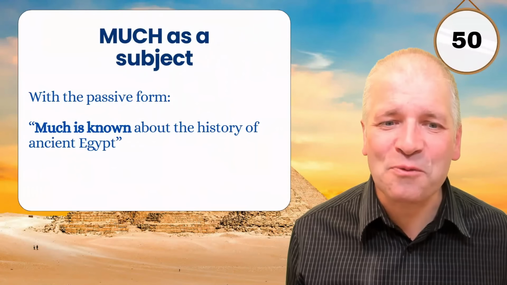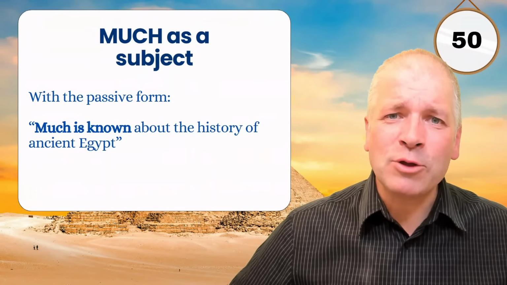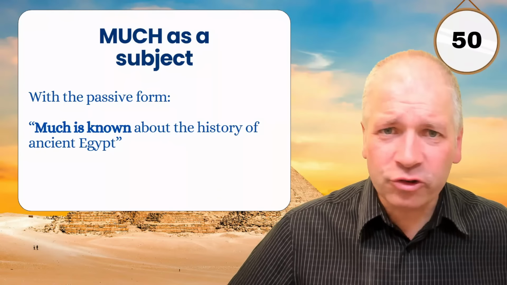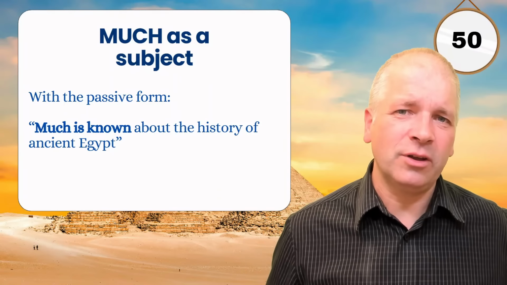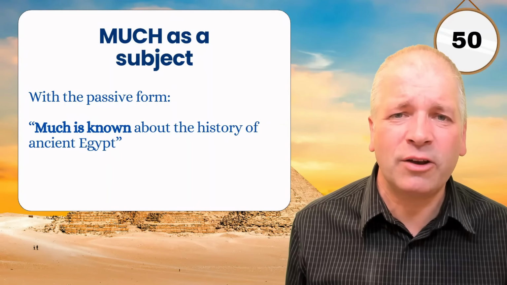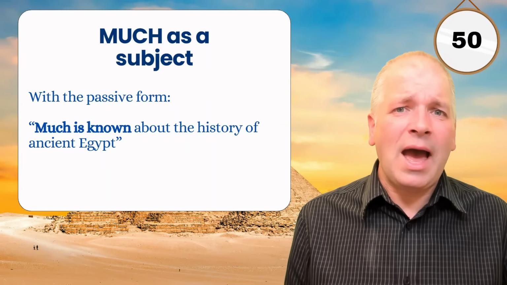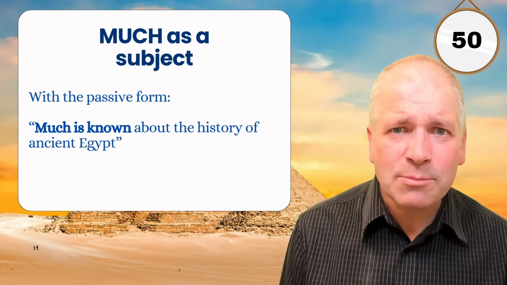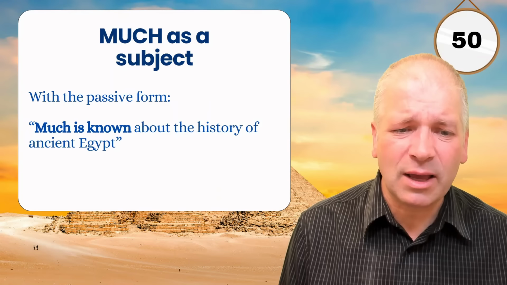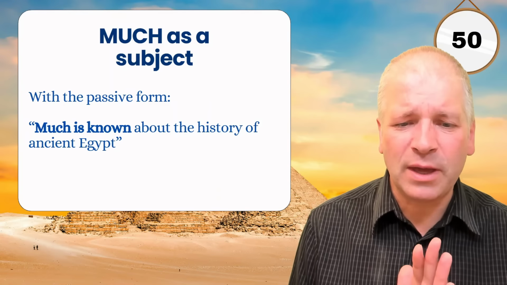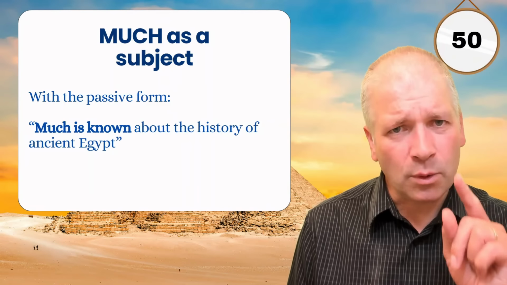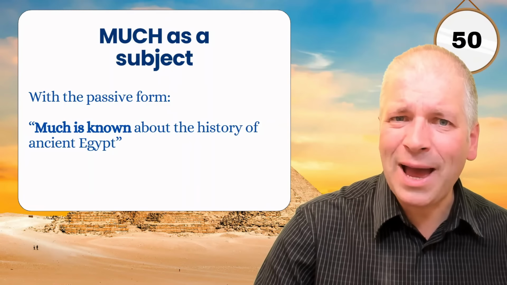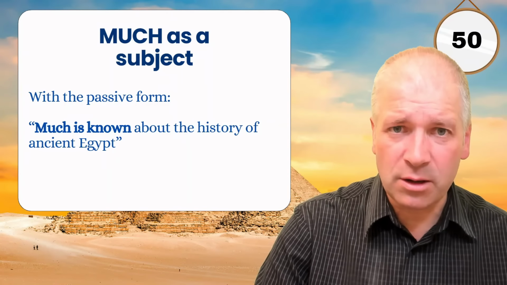Okay, we're halfway through. Do you know about using much as a subject? We usually don't use much as a subject. You're likely to find it in sentences such as, I don't have much money. But you can use it at the beginning in sentences like this. Much is known about the history of ancient Egypt. What's happened here? Notice we're using the passive form afterwards, is known.